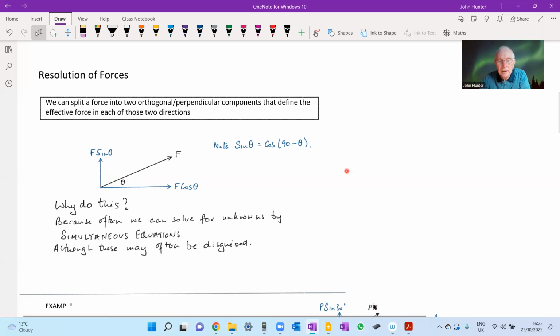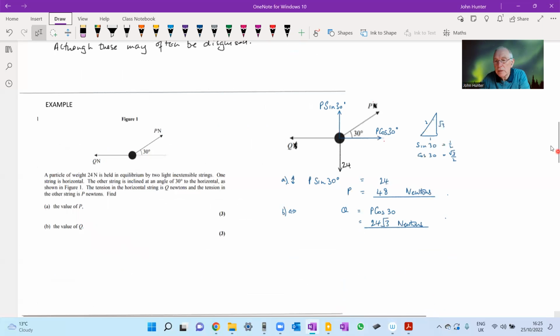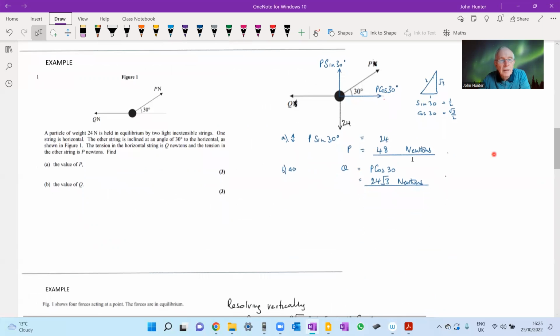We're going to come to that in the examples, and here is one of those examples. Okay, so let's have a look at this. A particle of weight 24 newtons is held in equilibrium by two light inextensible strings. We talk about weight, so weight exists when there is some gravitational pull. It might be on Earth, it might be on the moon. It doesn't actually matter for the purposes of this problem, but it's 24 newtons.